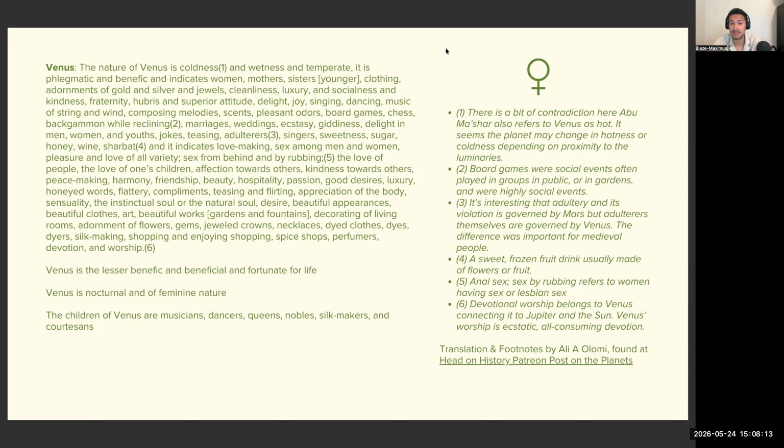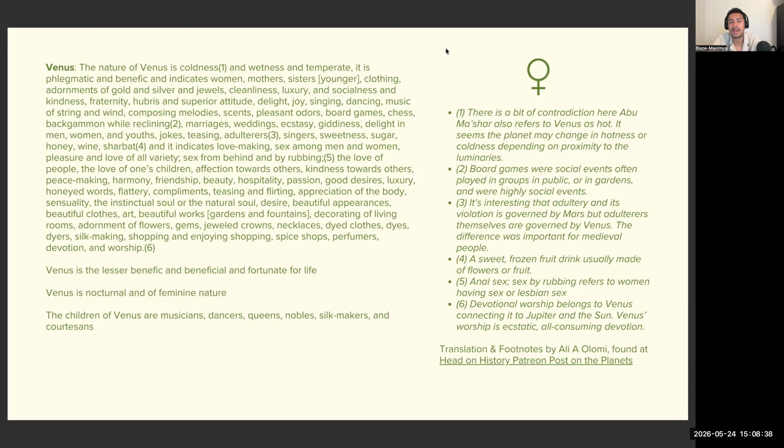So again, it's interesting because while those who commit adultery are Mars, the adulterers are still Venus because they're having sex, ultimately. Also singers. It represents sweetness, sugar, honey, wine, sharbat, which is a type of frozen sweet drink usually made with like mango, flour, basil, herbs, many different things.